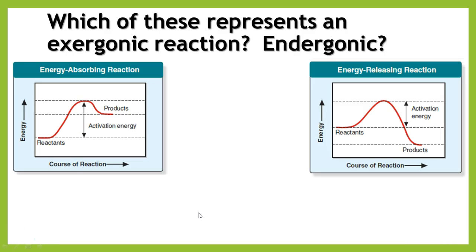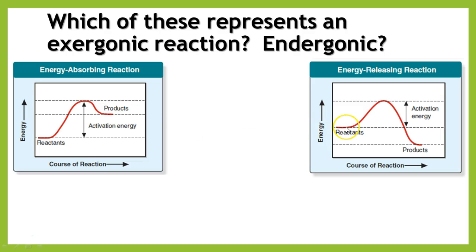Now let's look at a couple of graphs and see if we can figure out which one is endergonic and which one is exergonic. Remember, an exergonic reaction is one that releases energy, and endergonic is one that requires or absorbs energy. So this would be over here on the left an energy absorbing reaction because the reactants start off at a lower potential energy than the products do. So this would be an endergonic reaction because it absorbs energy.